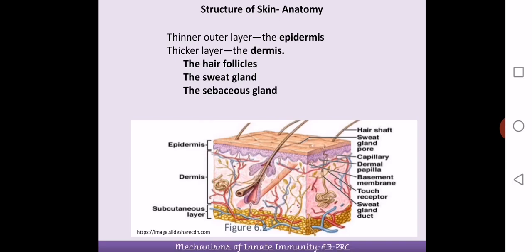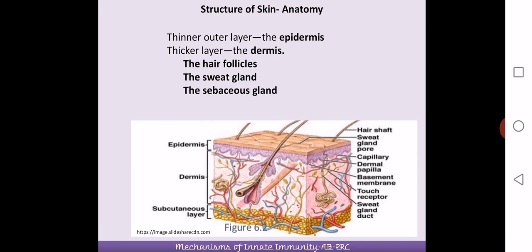Then let's see about the skin. The skin has two basic layers. One is the outer layer, which is a very thin layer, technically called the epidermis, and there is an inner layer which is thicker, called the dermis. The dermis in turn consists of different components which provide the basic nature of the skin, containing hair follicles, sweat glands, and sebaceous glands.